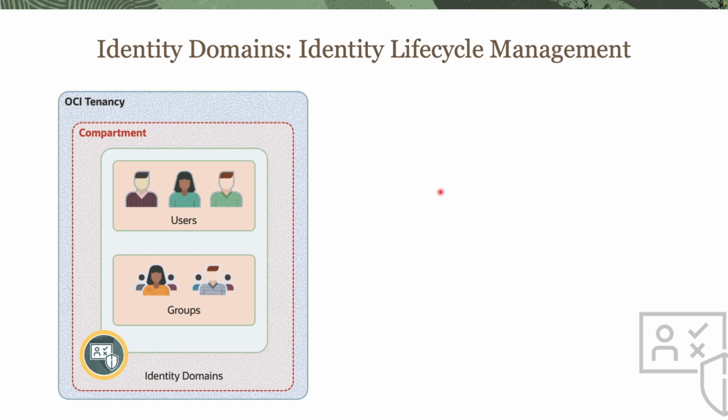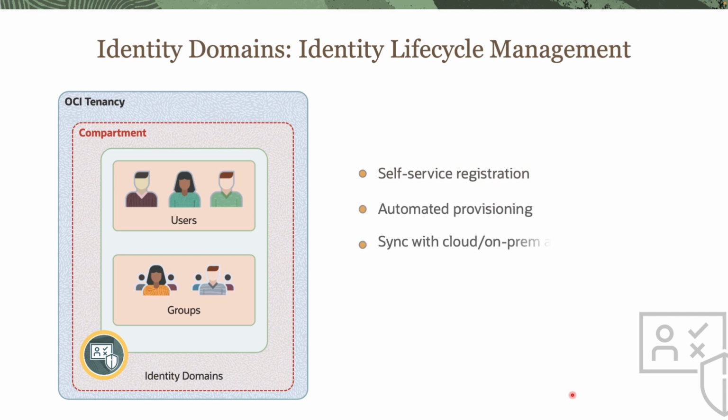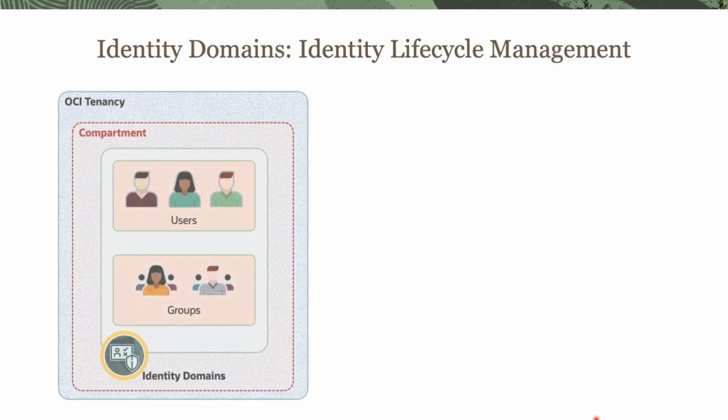Next, identity domain also offers identity store and lifecycle management, where you can onboard users from your console, API, or CLI interface, along with features such as self-service registration or automated account provisioning, and it also allows you to synchronize accounts across your cloud and on-premises applications. And as I said, you can use directory integrations.